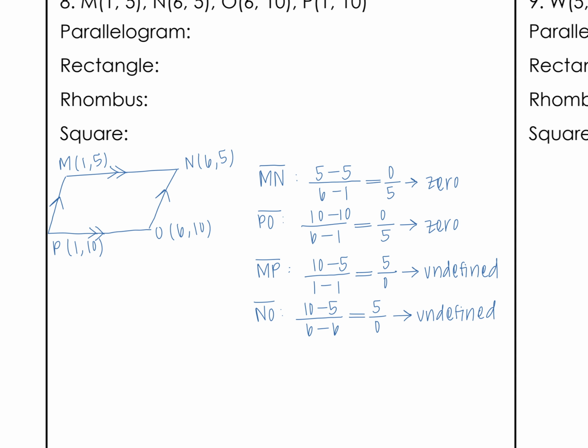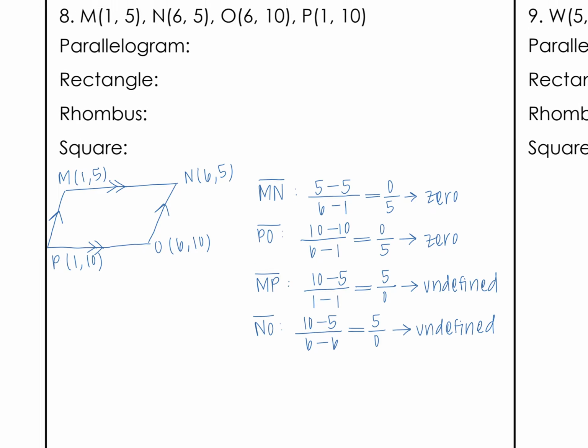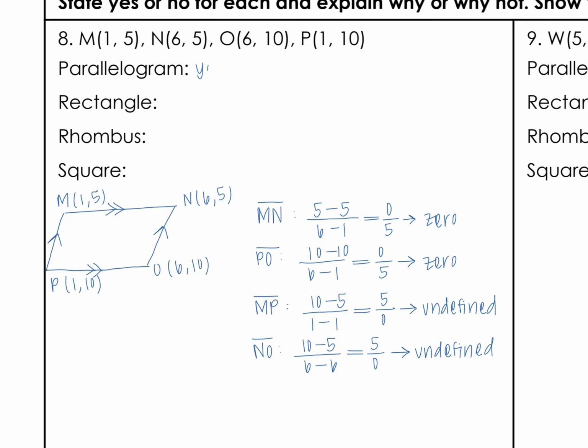All right, so that will answer if this is a parallelogram. Okay, so we have yes. And then we want to explain why, which would just be that both pairs of opposite sides are parallel. Okay, remember we do need to mention is both pairs of them that we are finding to be parallel.